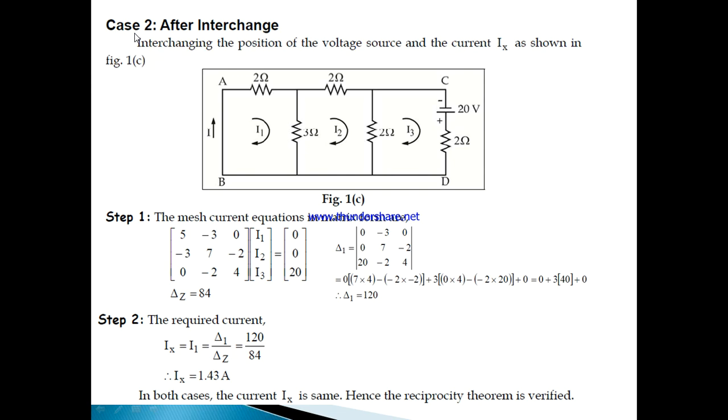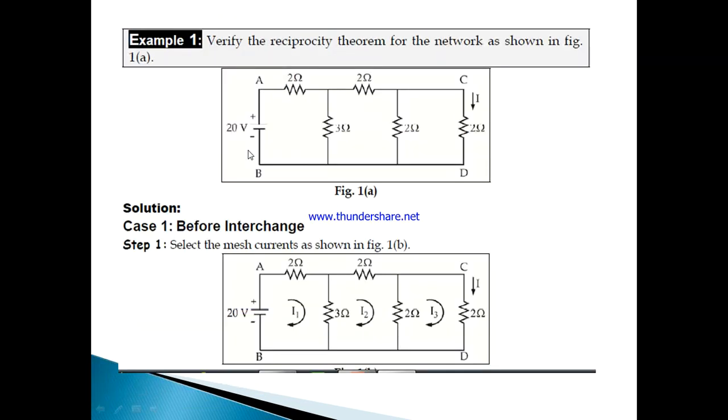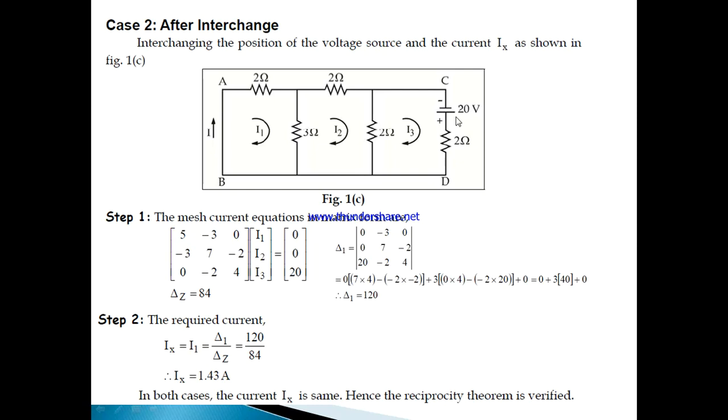Similarly, now I am going to change the positions of source and response in case 2. In case 2, after interchanging, I am interchanging the positions of the voltage source and the current in figure C. If you observe figure C and figure B or figure A, initially the source is present here and the response we find here. Now I am going to replace this source with the response here. I am going to find the response in this branch, and I am going to connect the source here. So after interchanging source and response, now I am going to find the response value, because I already know the source value, that is 20 volts.